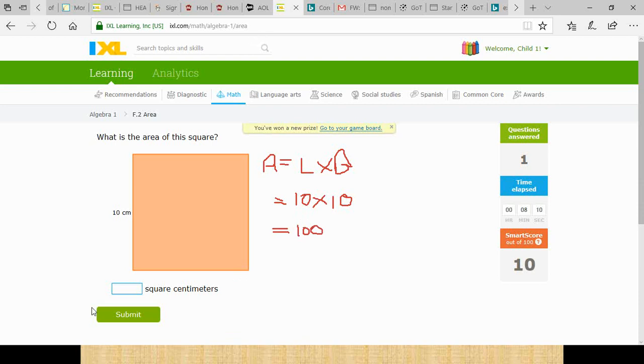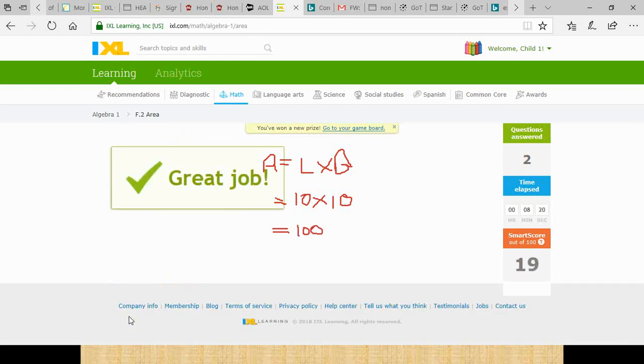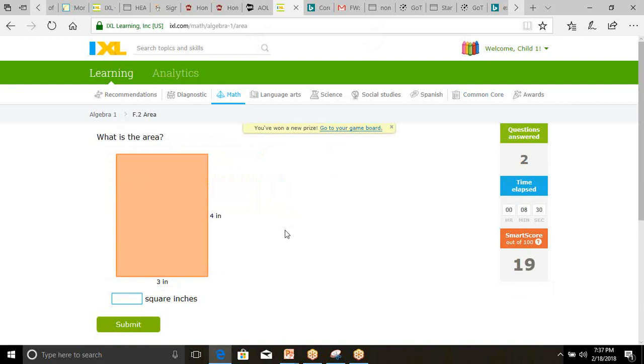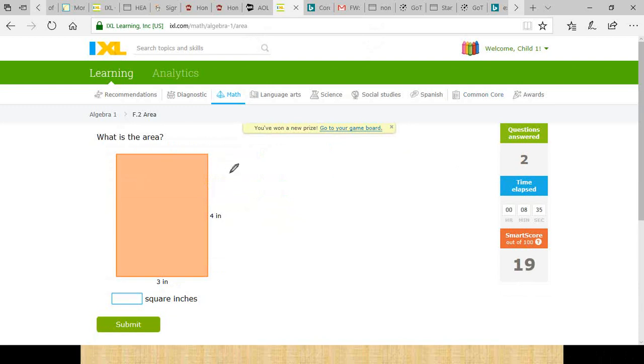So let's put that here. Okay, good. So now this is a rectangle. And the area of a rectangle is? What is the area of the rectangle?